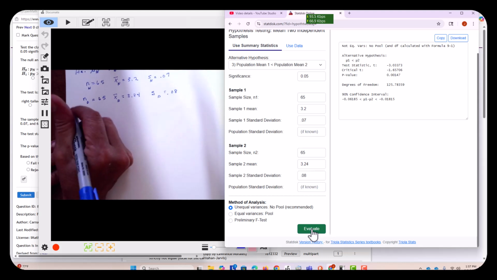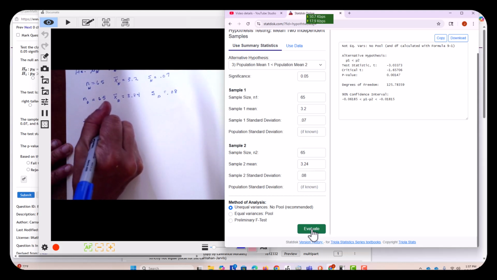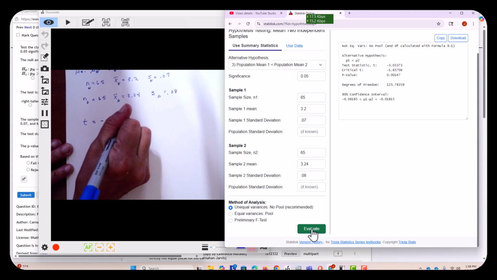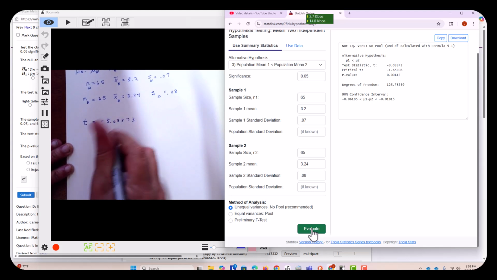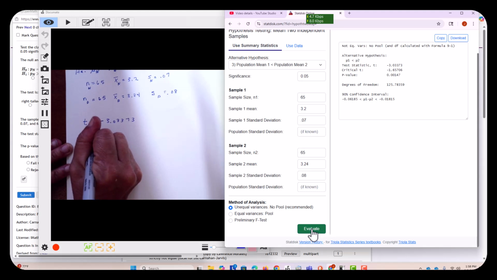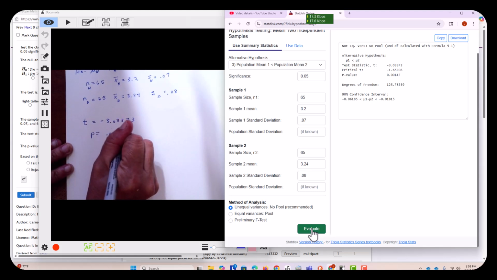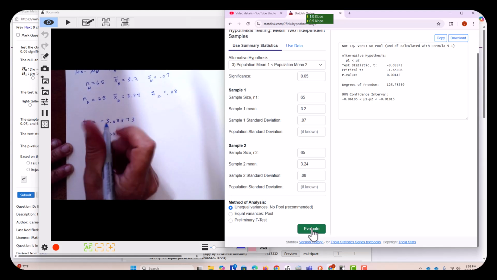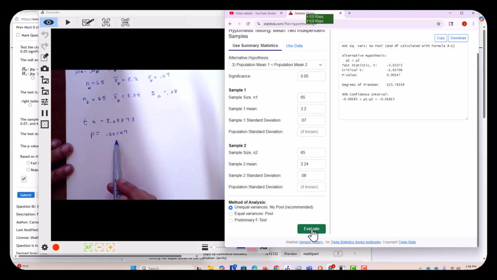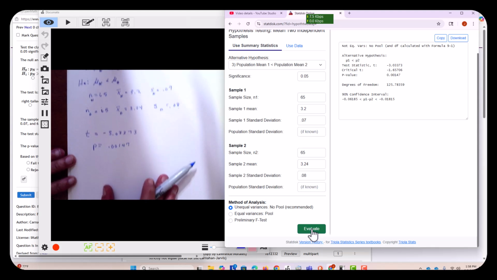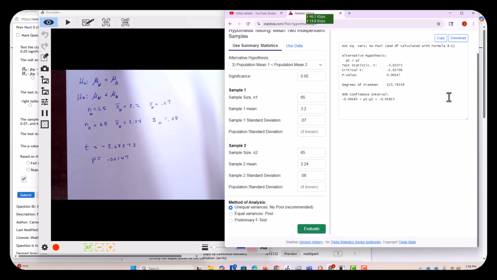So our test statistic, T, is negative 3.03373. Our p-value is equal to 0.00147. And I already tell you I'm going to reject the null in favor of the alternative because p is less than alpha. Let's go ahead and put in our answers.